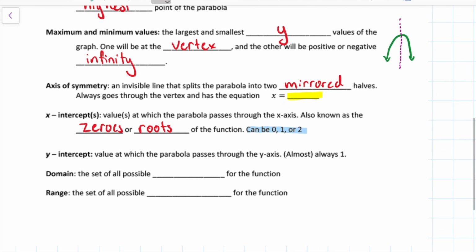And then our last two down here, we have the domain and the range. We spend a lot of time on these in grade 10. They're back again in grade 11. Domain, you'll hopefully remember, is the set of all the possible x values of your function, in this case of your parabola, and range is all the possible y values for your function.